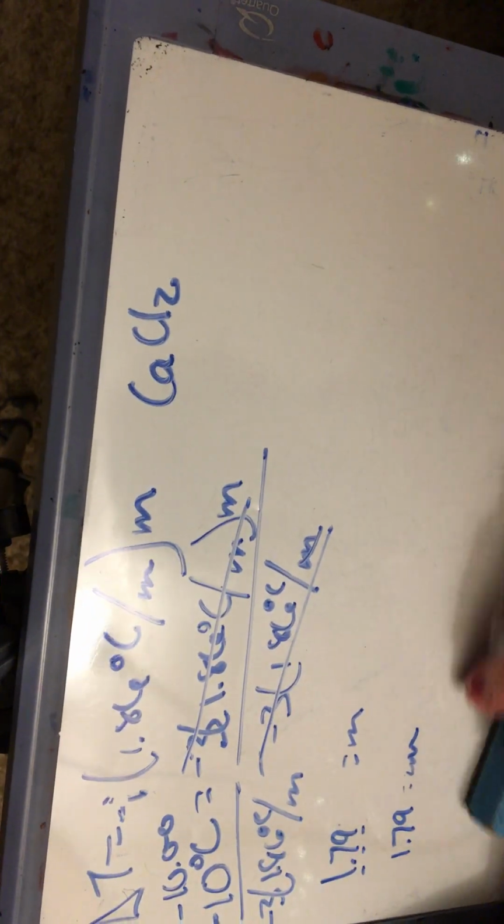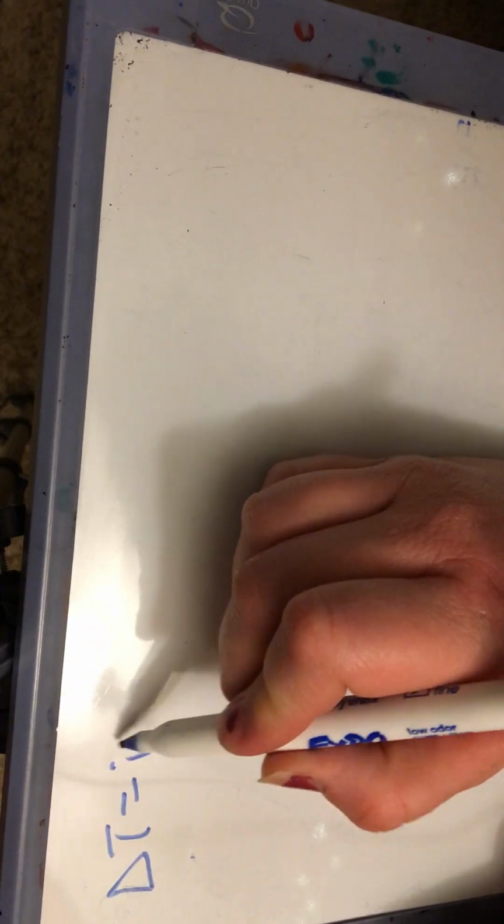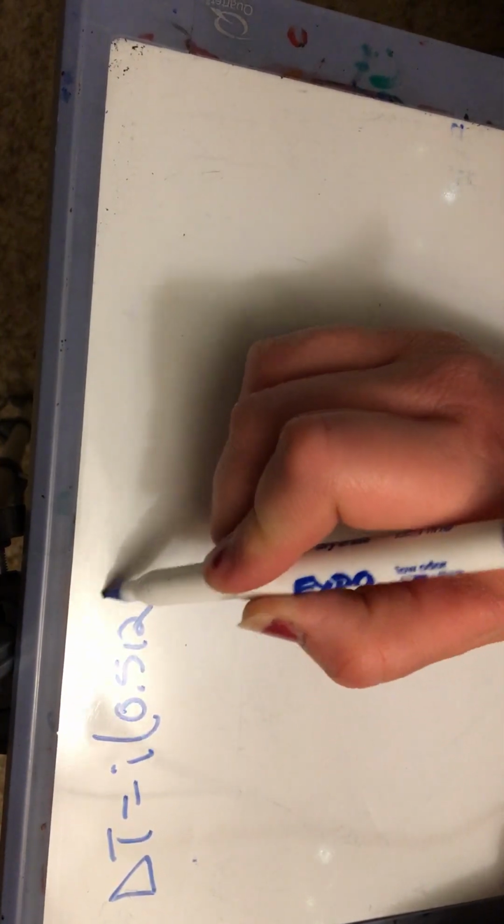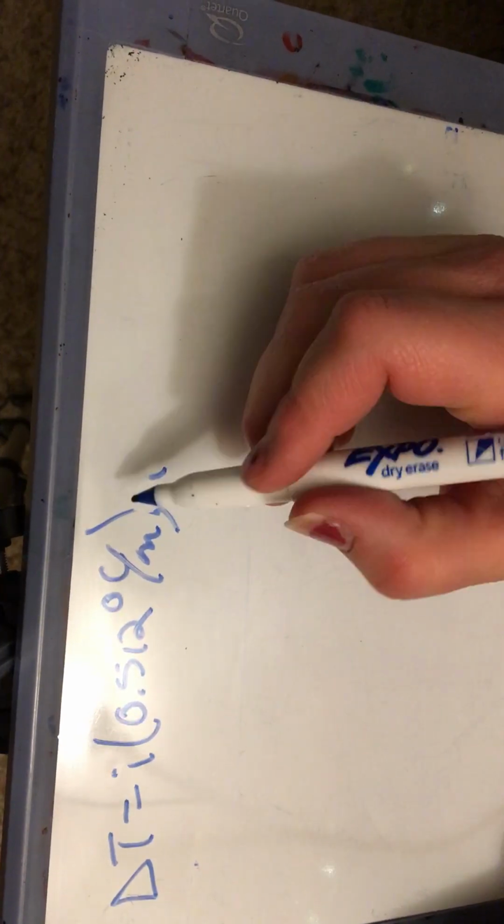So, last one. What is the boiling point of a solution made by mixing? First thing, delta change equals the boiling point. So i, no negative, 0.512. That's different than the last one. And m stays on the outside here.